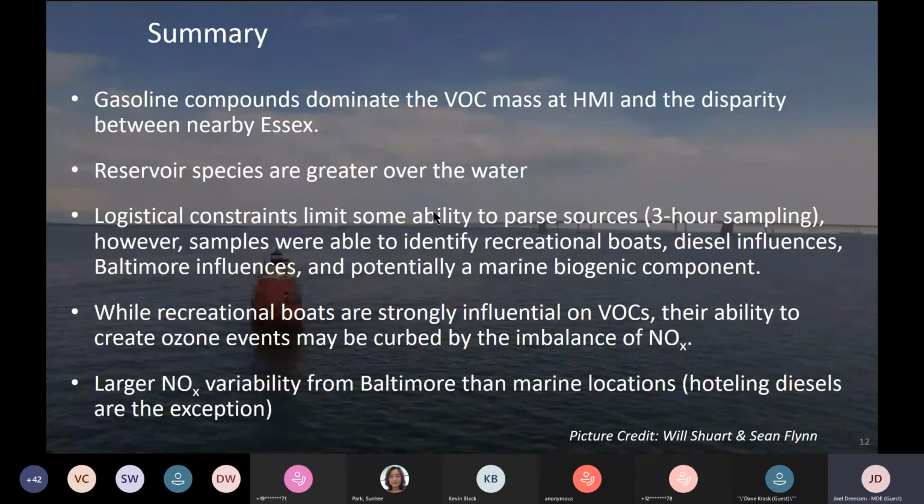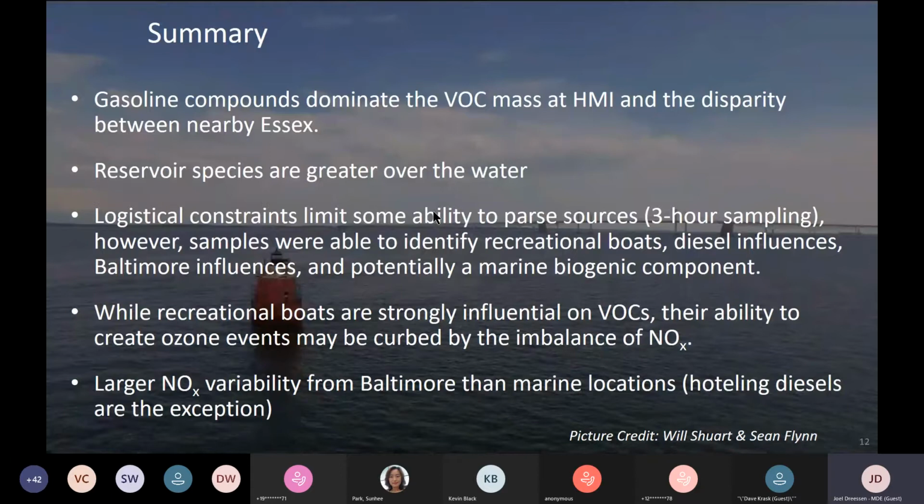between Hart Miller Island and Essex. And I remember that's over a very short difference. And I think that results in reservoir species being greater over the water. So any NOx that's there, if you don't make the ozone, you can certainly make the reservoir species. A little bit of speculation there. Hopefully modeling would back that up.